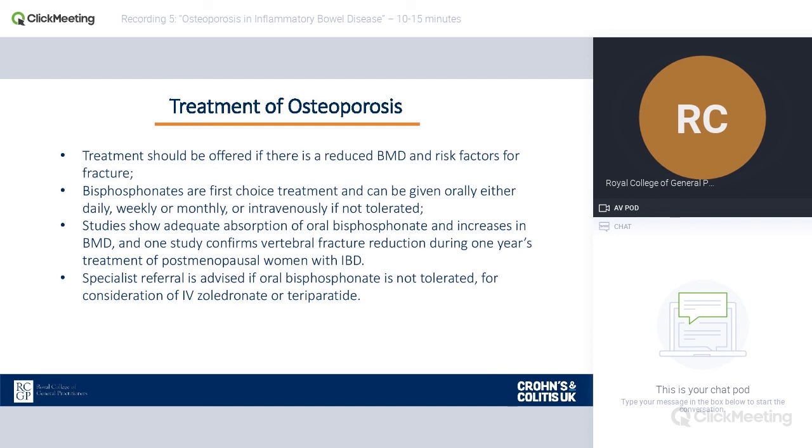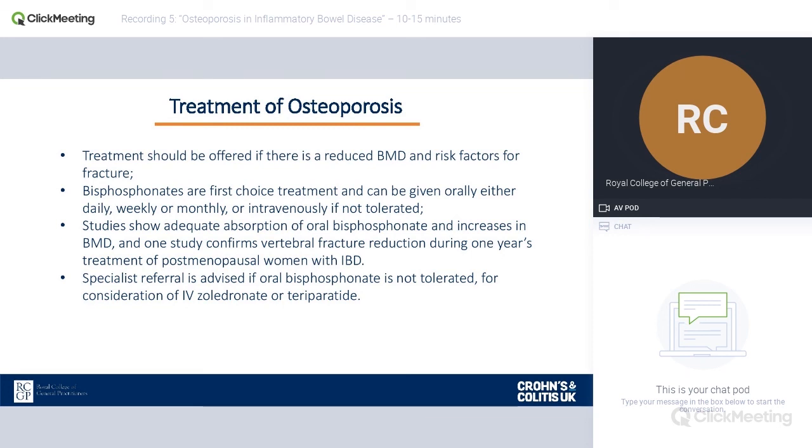Patients who are pregnant can take calcium and vitamin D supplements safely, but other osteoporosis treatment is not proven to be safe in pregnancy. Studies do show that adequate absorption of oral bisphosphonates occurs in patients with inflammatory bowel disease, so there's evidence that there is an increase in bone mineral density in patients taking oral bisphosphonates with active inflammatory bowel disease. So we know that they are being absorbed, and there are studies out there that do show reductions in vertebral fracture and actually non-vertebral fracture in patients with osteoporosis and inflammatory bowel disease.